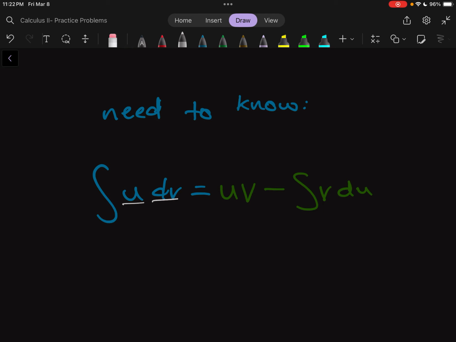if two functions, u and dv, are multiplied, if we have u, we can find a du, and if we have dv, we can find a v. We're going to use all four of those in this equation, uv minus the integral of v du. So the answer to this integral is going to result in another integral, but usually that second integral will be a lot easier to solve.